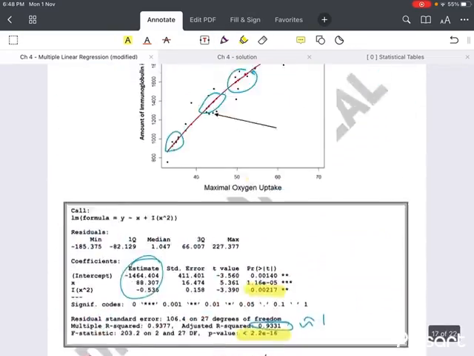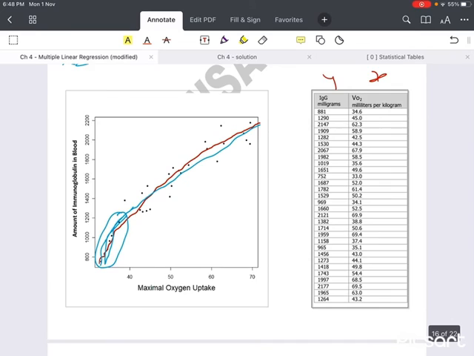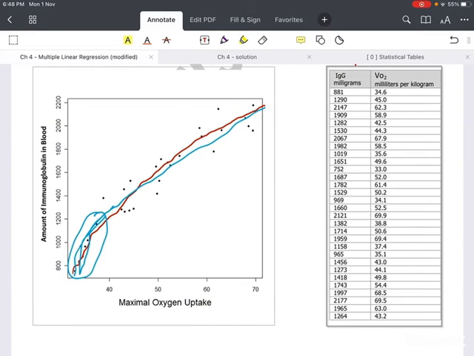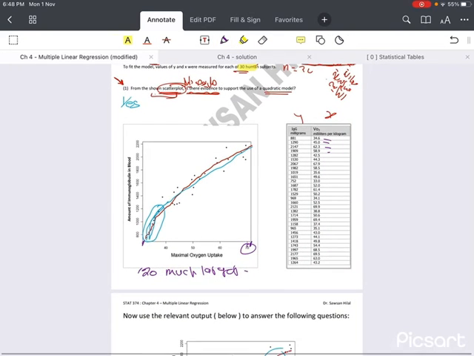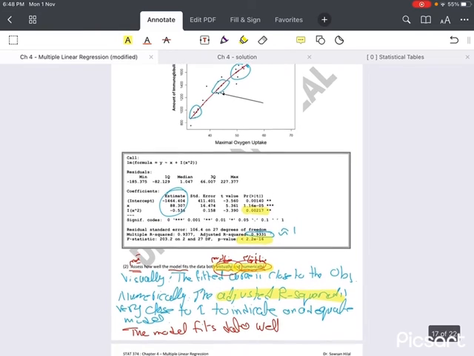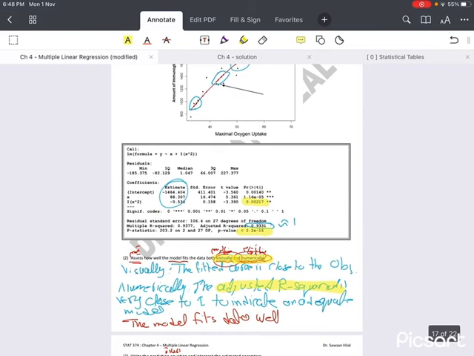So you can return back to here, the values of x. They are 30.5, 40, 60, 50; they did not even reach 100. So the range of x goes only up to 70. So if you say 120, much larger, it will not be logical to predict it. Okay.